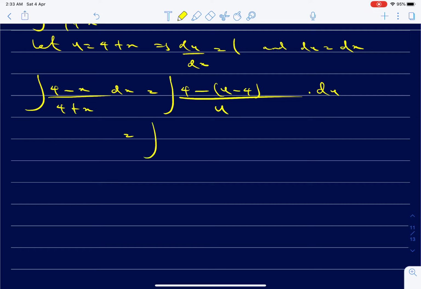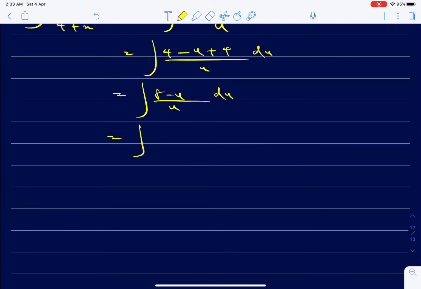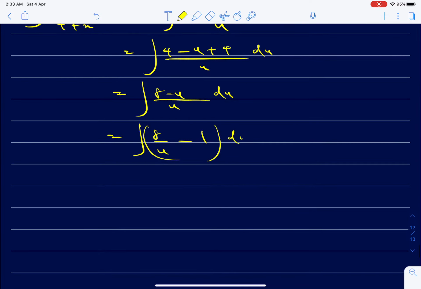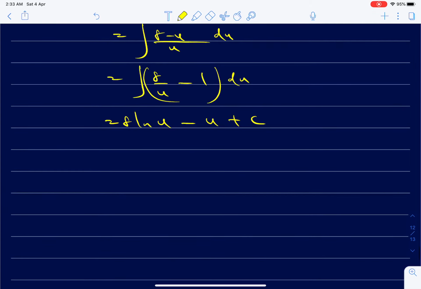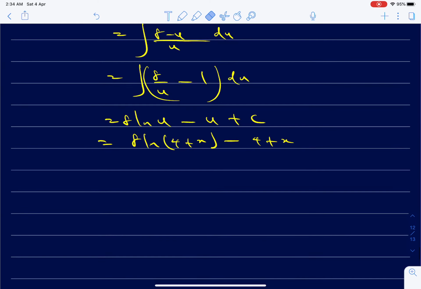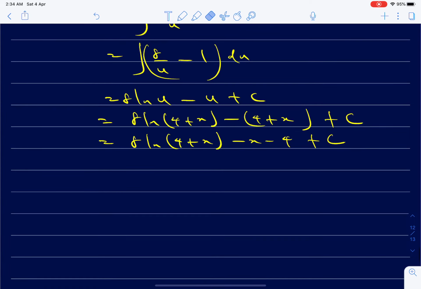And now we have the integral of 4 minus u plus 4 divided by u with respect to u, which is the same as the integral of 8 minus u divided by u with respect to u. And that means the integral of 8 over u minus 1 with respect to u. And this simply means 8 ln u minus u plus c, which is 8 ln of 4 plus x minus x minus 4 plus c. And that's the answer. Very, very simple.